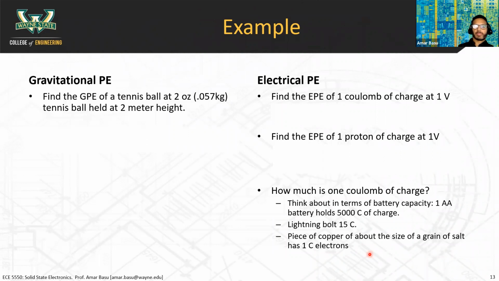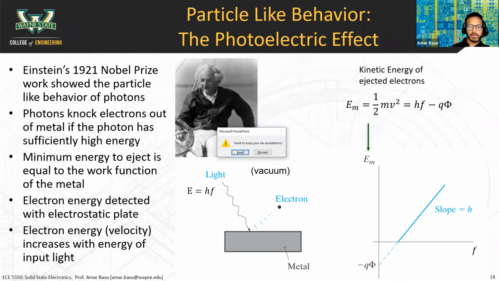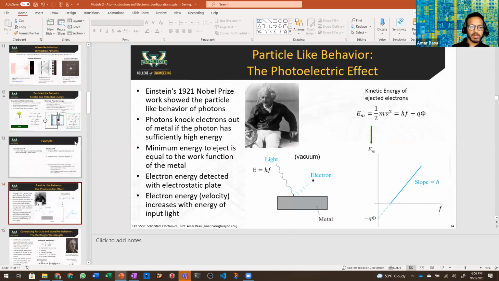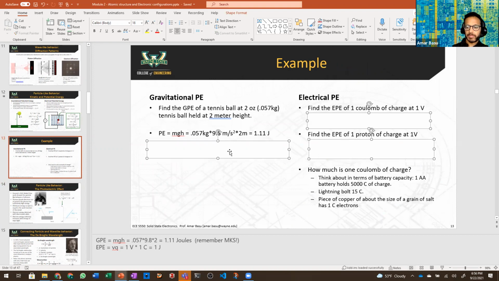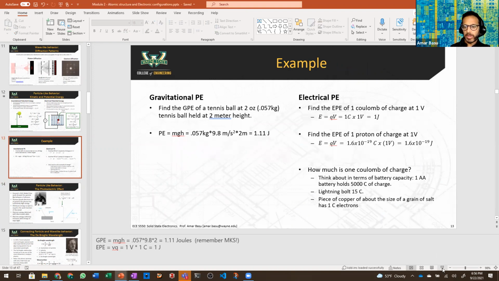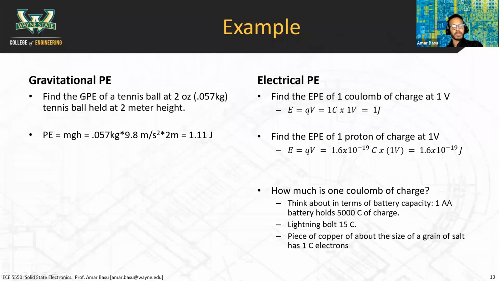All right, so examples. I'll go through these examples really quickly, in the interest of time. These are simple calculations, so we don't need to spend too much time on them. If we want to find the gravitational potential energy of a tennis ball, which is 2 ounces, held at a 2-meter height, the potential energy is just mgh.